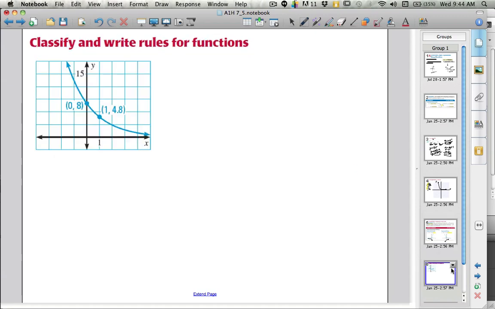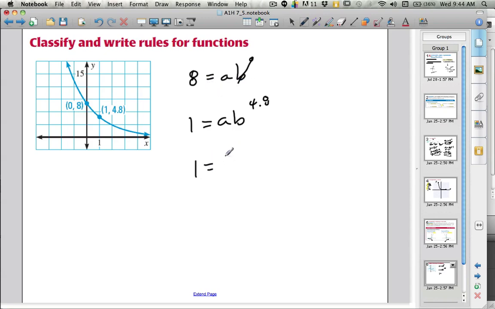Okay, now if I want to create the rule based on a graph, I can see this is a decay function, right? And I've got 2 points. So again, I know that y was 8 when x was 0. I'm taking the coordinates, right, and using them. I know that y was 1 when x was 4.8. That's a little awkward, right? But this will allow me to find out that, right, I know that b to the 0 power is 1, so a is equal to 8.